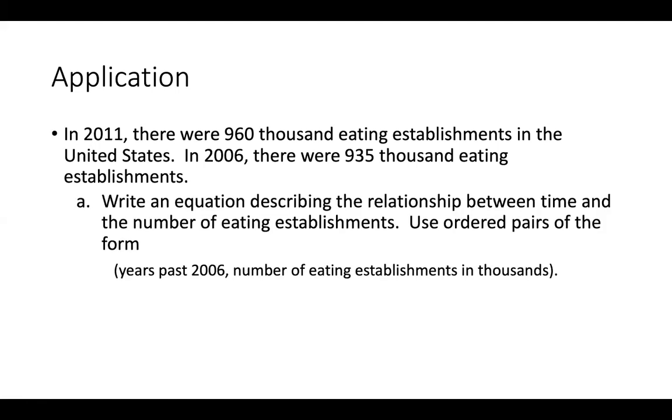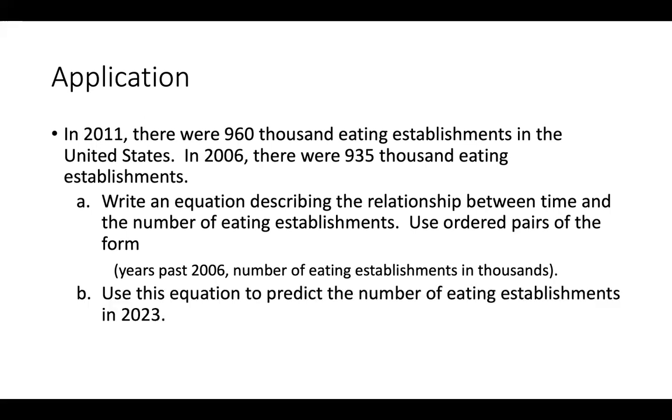So in the first part of this problem, we're going to write an equation describing the relationship between time and number of eating establishments using ordered pairs of the form x is the years past 2006, the number of years since 2006, and y will be the number of eating establishments in thousands. And then once we have that, and I updated this problem because it was a little out of date, we're going to use this equation to predict the number of eating establishments in 2023.